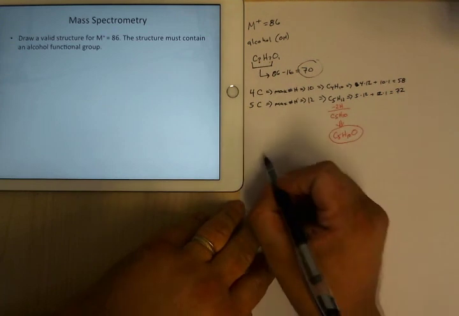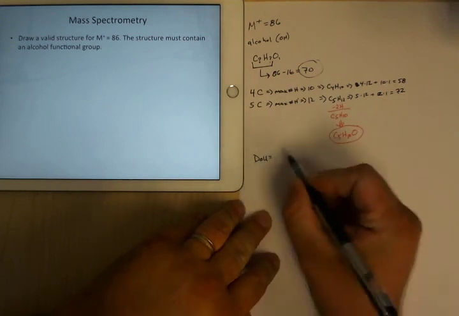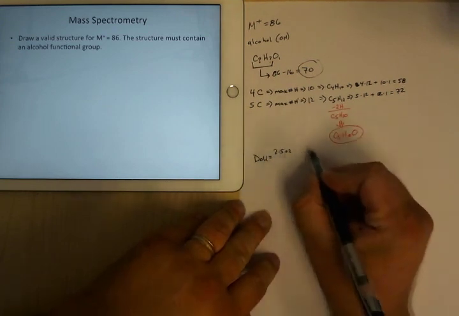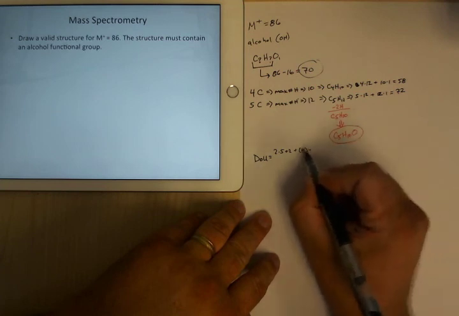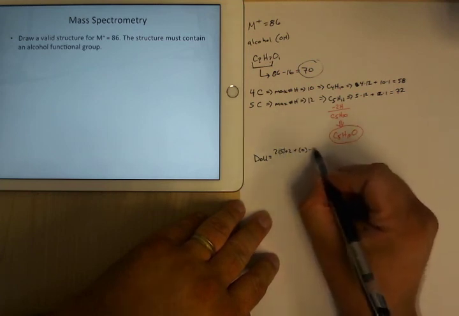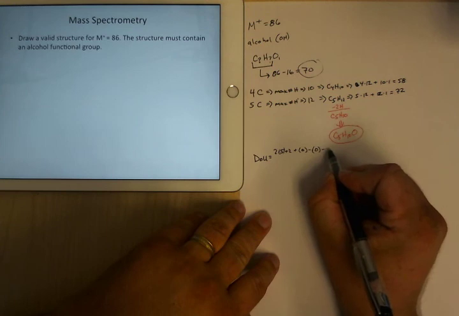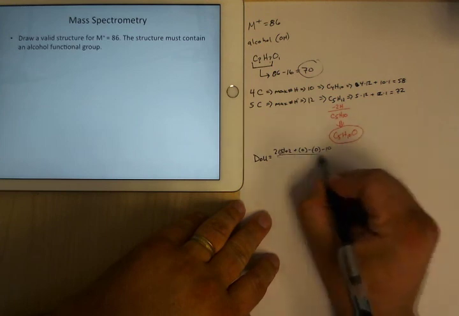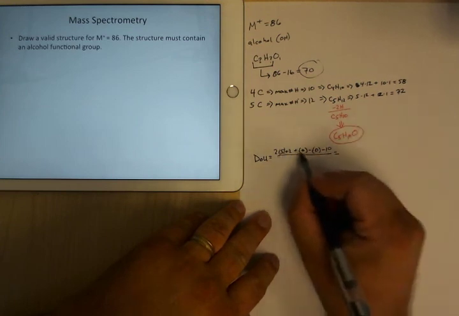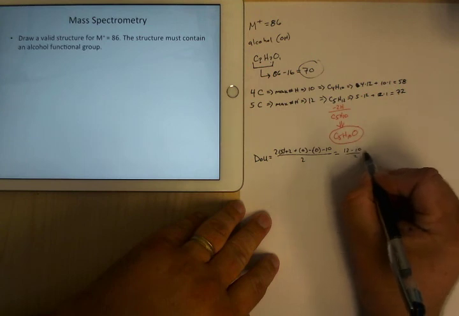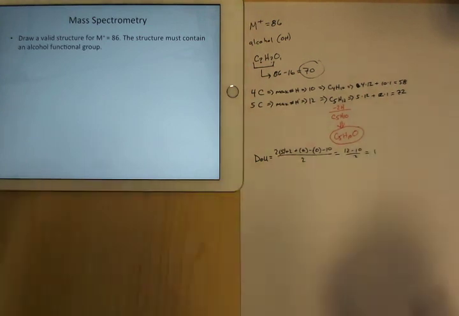So we do a DOU on this one. DOU, right? 2 times 5 plus 2, no nitrogens, no halides, the 10 hydrogens divided by 2. So this is 12 minus 10, 2, divided by 2 is 1. Okay, so that means you have a ring or a pi bond.